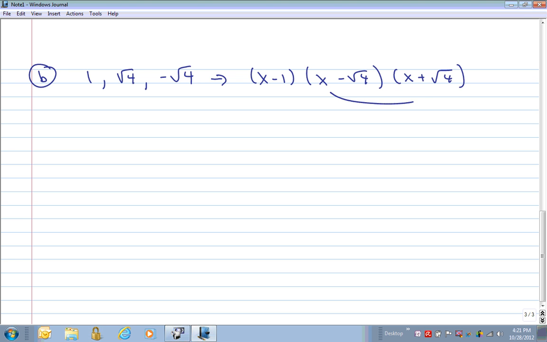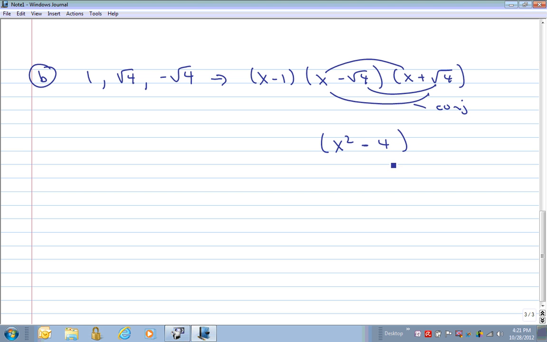And once again, I would take these last two and multiply them together. Now we've got a unique situation here because these are conjugates. So remember, for conjugates, the middle cancels out. That makes our work a little shorter this time. So we have x times x is x squared, and then we do just last times last. Negative times positive is a negative. Square root of 4 times the square root of 4 would just give me a 4.